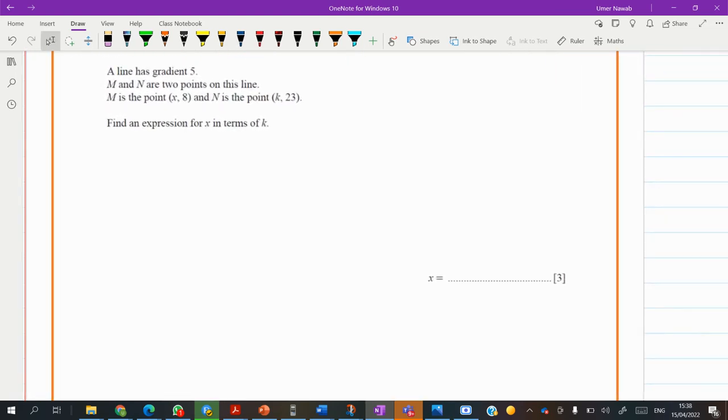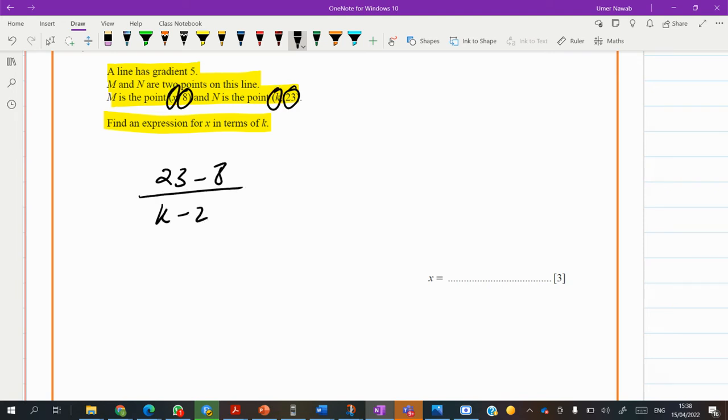Next, a line has a gradient of 5. M and N are two points on the line. The simple thing is to use the gradient formula, which is 23 minus 8 over k minus x, and he said this is equal to 5. 23 minus 8 gives you 15, and do the cross multiplication, it becomes 5k minus 5x.